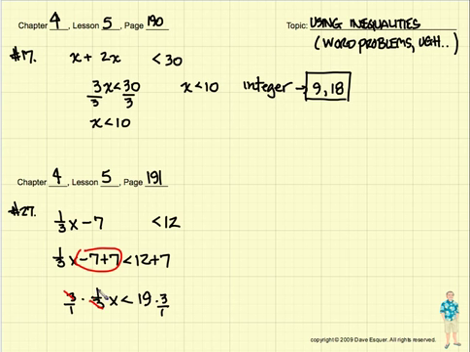We can cancel some stuff out, the 3 and the 3 and the 1 and the 1. So this looks like plain old x on the left side. So x has to be less than 19 times 3, I think, turns out to be 57. There's our solution. So the numbers have to be something less than 57 for number 27.